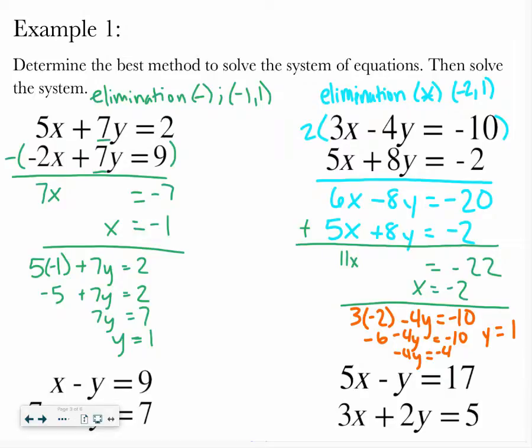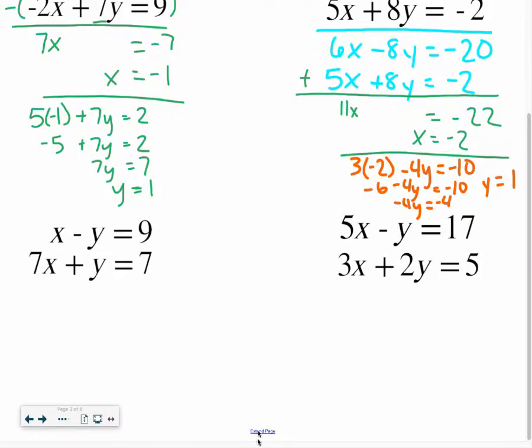Okay, now I'm going to continue on if it will let me scroll. It's not wanting to, so let's see. There we go.